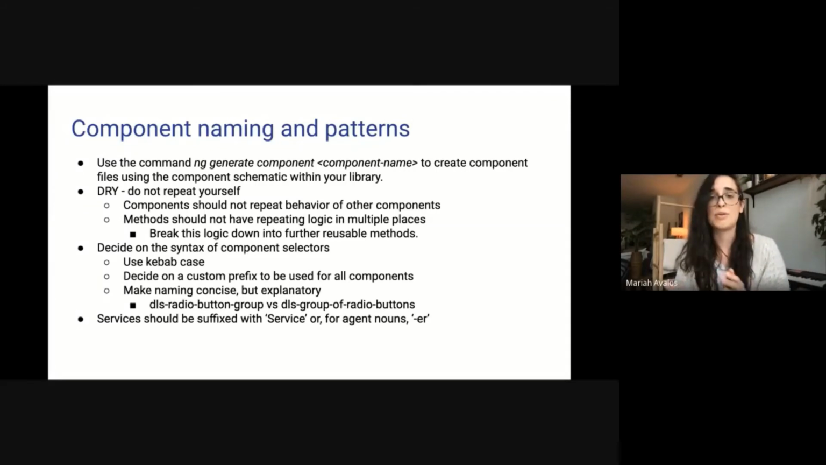Decide on the syntax of the component selectors, kind of going back to prefixes. Use kebab case, usually is the recommendation. Make naming concise but explanatory. So DLS radio button group versus DLS group of radio buttons. The second one typically is a little more frowned on. We can be concise by just saying the DLS radio button group. And for services, as far as naming is concerned, if it's an agent noun, meaning it's like log, so it's a logger, you would want to use ER. But if you want to do something like a base service, you would want to just append service at the end of base.